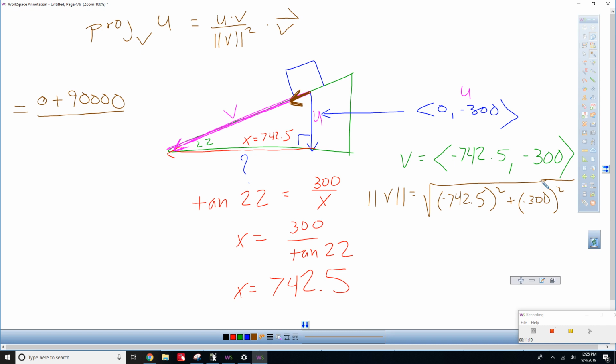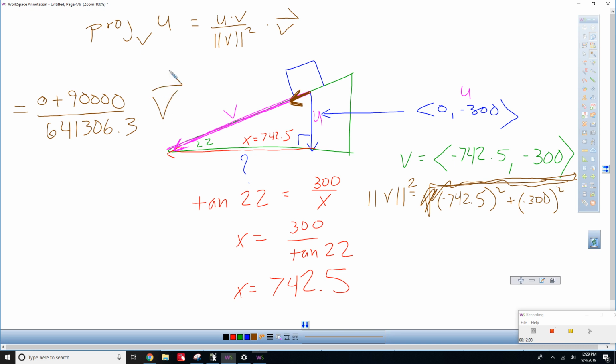But then we really don't even want V. We want V squared. So square both sides, and that cancels the square root. So if you could, Tara, could you just do 742.5 squared plus 300 squared? You can put in the negatives, but we don't need to. Very good, thank you. So 641,306.3. Okay?